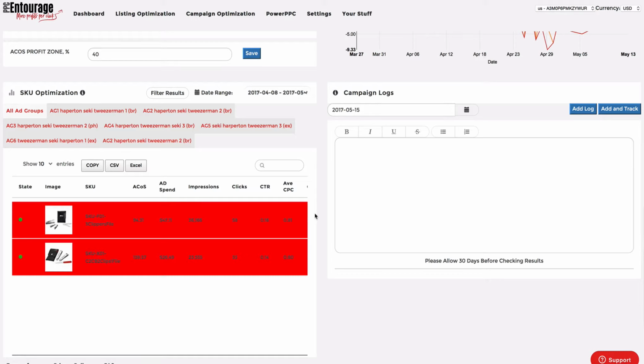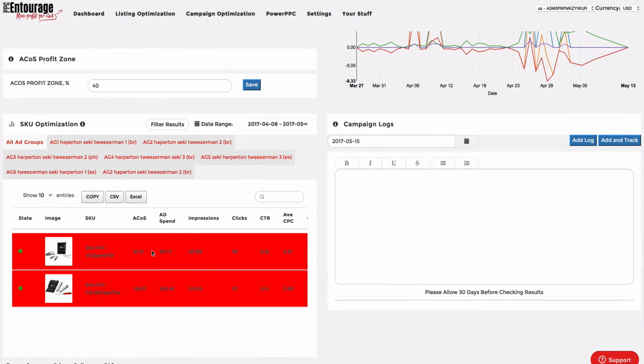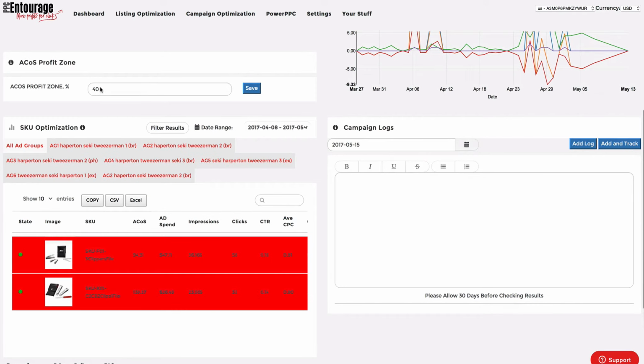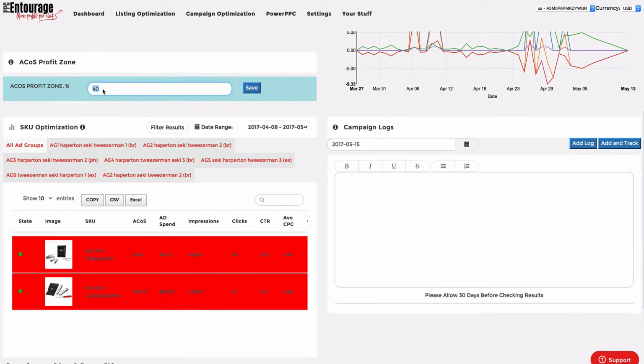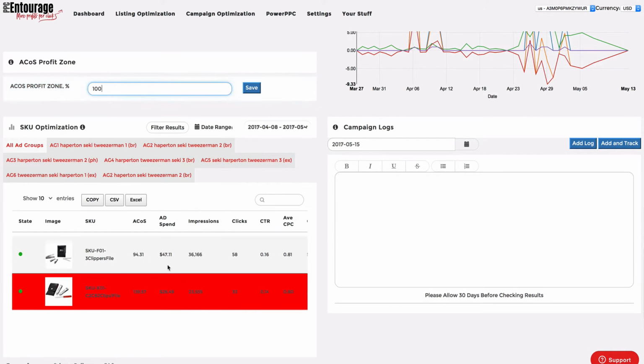So you can do this quickly and easily inside of Seller Central. On PPC Entourage, we have the ability to see the SKUs that are not performing well highlighted in a red color over here. So this correlates to the ACOS Profit Zone, which is over here. If I were to change this particular number, let's make this 100, then this one over here is below that threshold. So the ACOS Profit Zone is very important to understand, and it will determine in our system, and if you're doing this on Seller Central too, knowing what you're comfortable with as far as your ACOS profit zone, it's like the line in the sand. It draws a line, and you can use that as a guidance point.